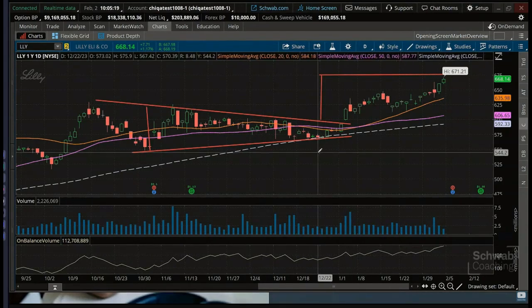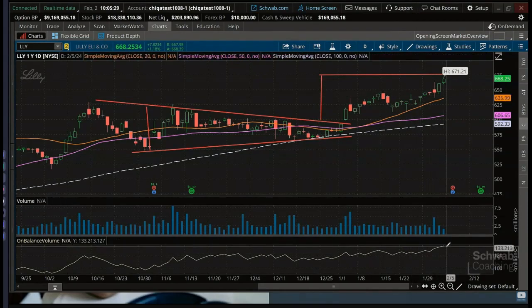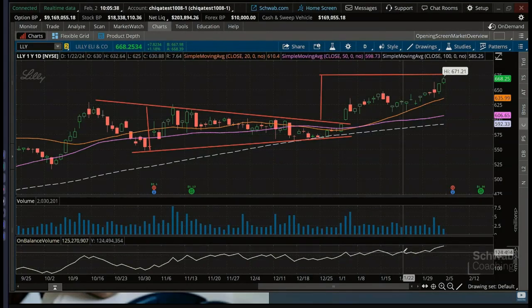One thing that people do when they're looking at charts is, if you want to try to get a rough idea of the volume pattern, we see we are making a high here on Lilly, and we're making a high on the unbalanced volume. Just that is telling us that the volume profile is supporting this move. All right, so that's unbalanced volume.